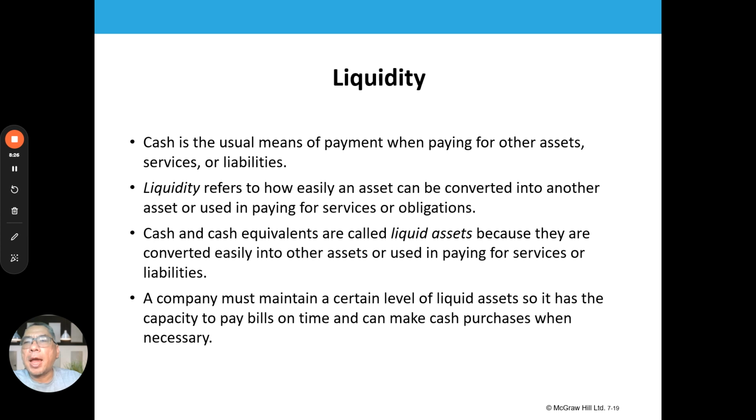Liquidity. Cash is a usual means of payment when paying for other assets. It refers to how easily an asset can be converted into another asset and used in paying for a service or obligation. Cash and cash equivalents are called liquid assets because they are converted easily into other assets and used in paying for services and liabilities. Most companies maintain a certain level of liquidity to make sure they are able to pay bills on time and make purchases when it is necessary.